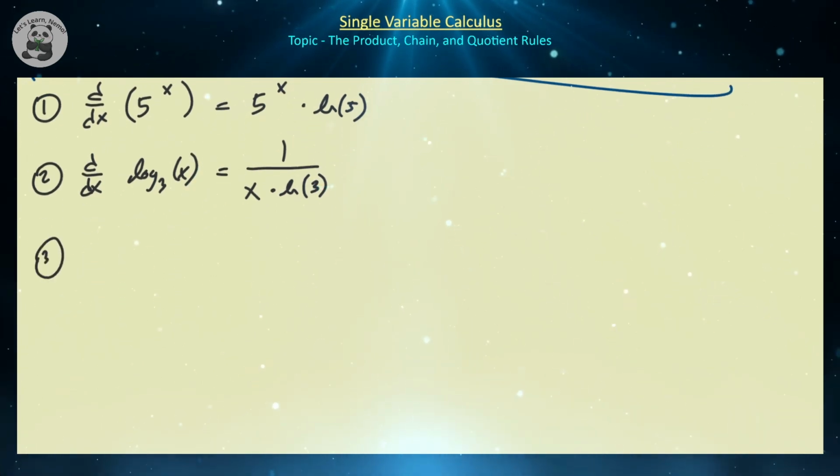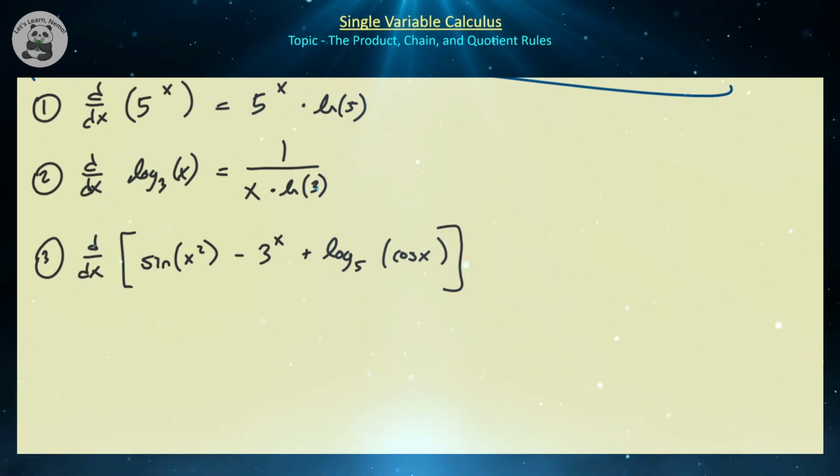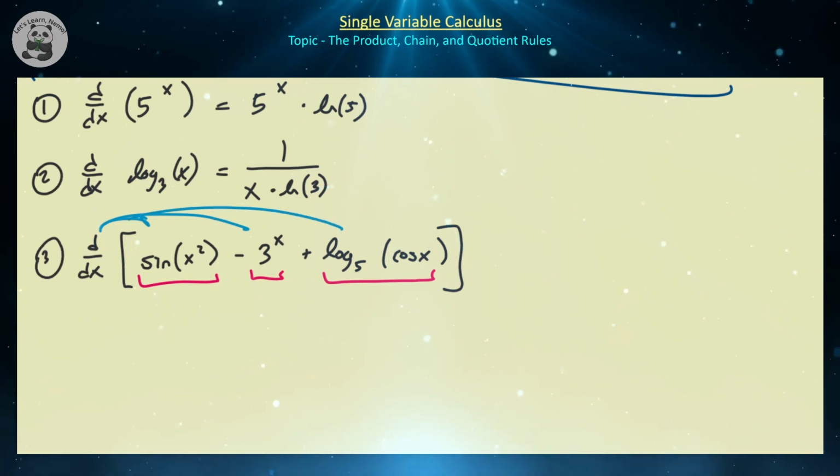For the next function, let's make things a bit more complicated and combine things together. Let's do the derivative of the sine of x squared minus 3 to the power of x plus the log base 5 of the cosine of x. Obviously we have a function minus a function plus a function, so we can distribute the derivative over the sum and difference of those functions and take the derivatives of them independently. For the first one and the last one, we're going to be using the chain rule, because we just learned that rule.